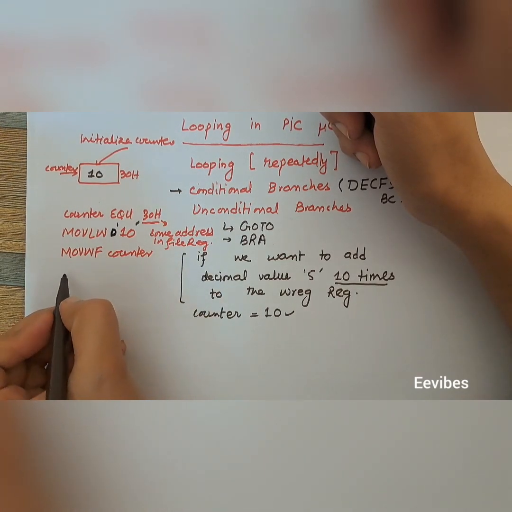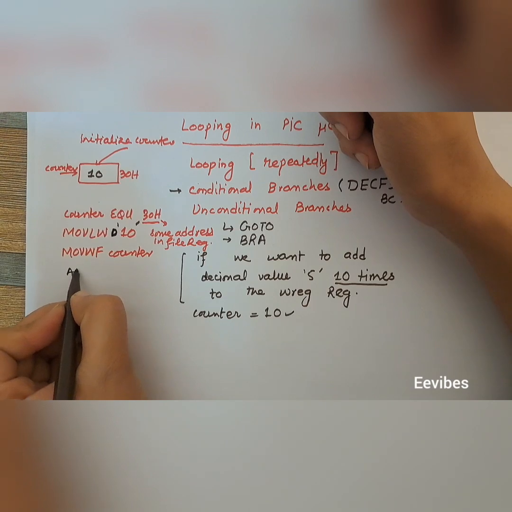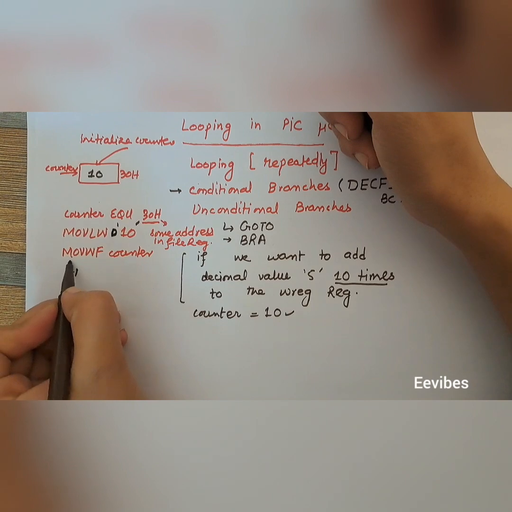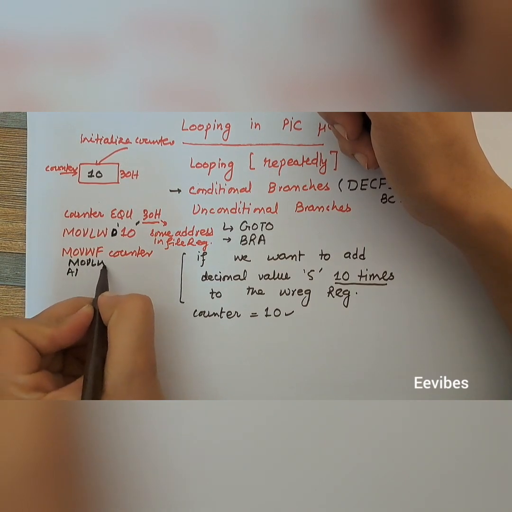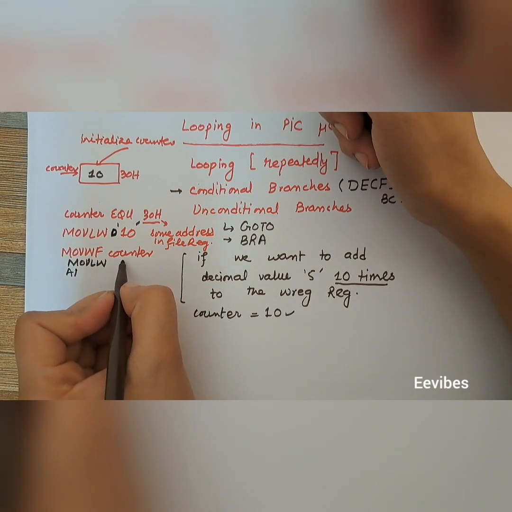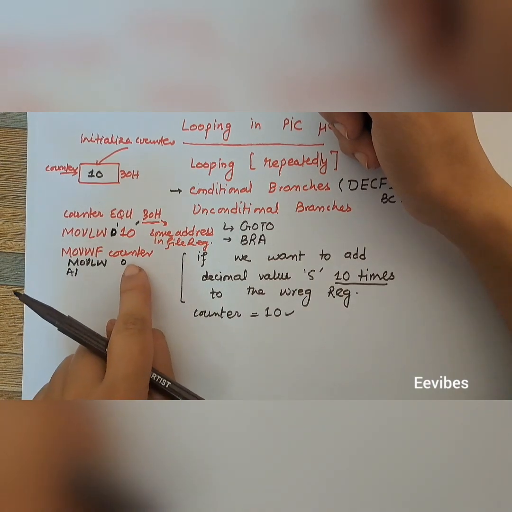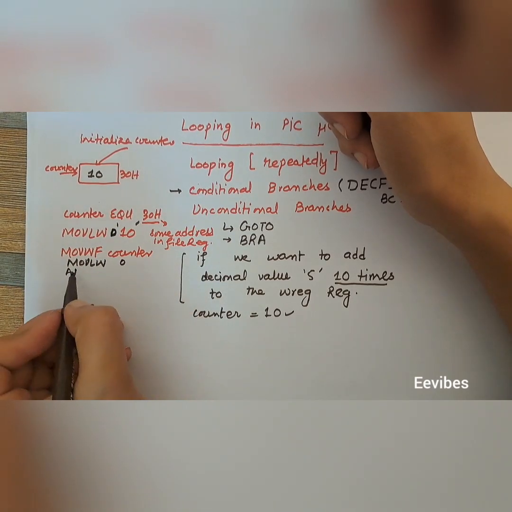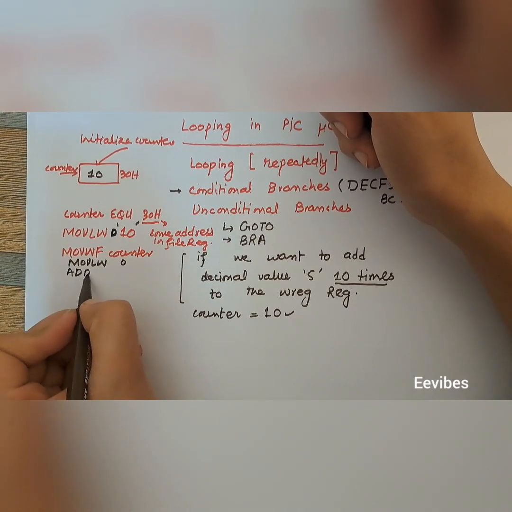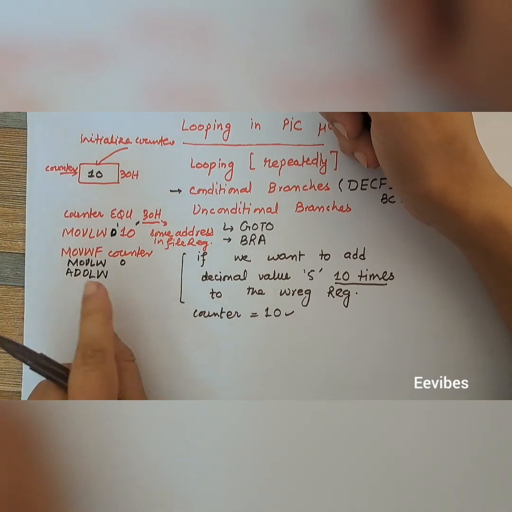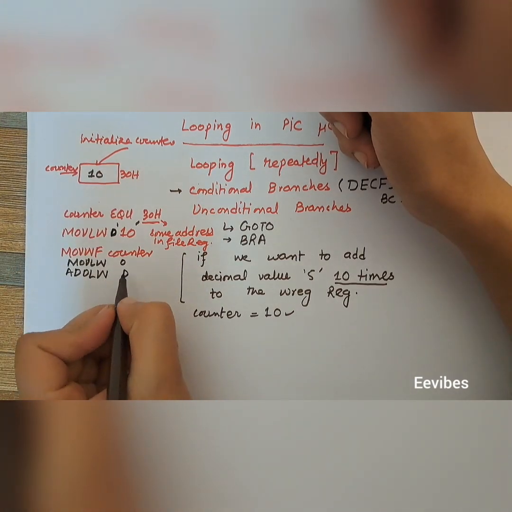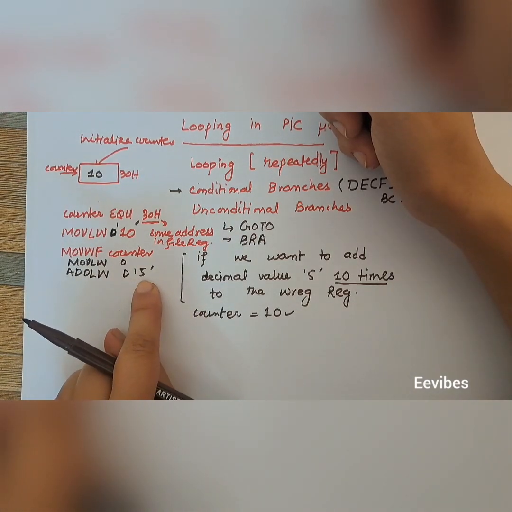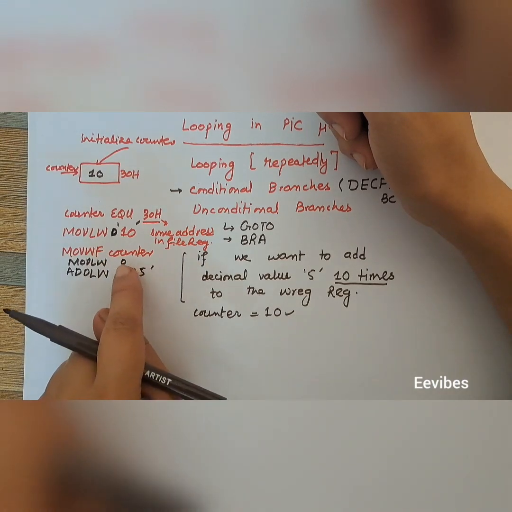The next step is I'll initialize or clear the reg register. For that I will have to write move literal value to reg, which is equal to 0. So using this statement I have cleared the contents of the reg register. Now the next step will be add literal value to reg. Which literal value? Because I am talking about the decimal value, I will write decimal D, and now the reg register will have 5.